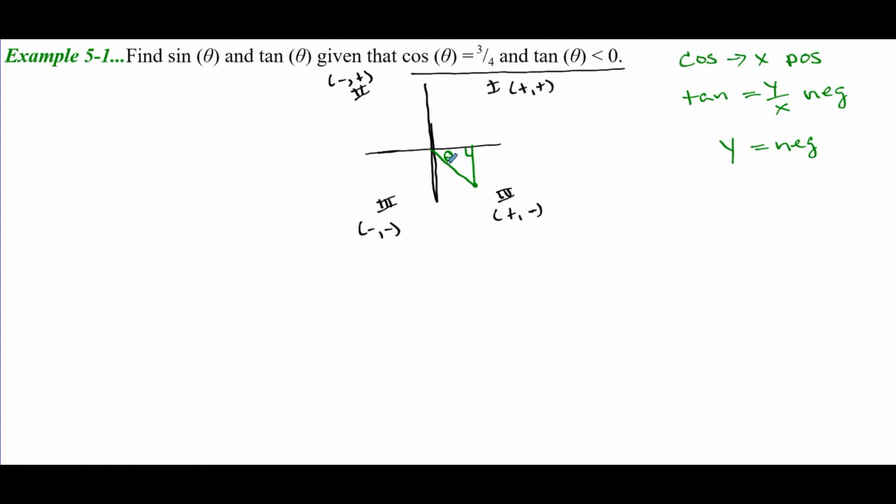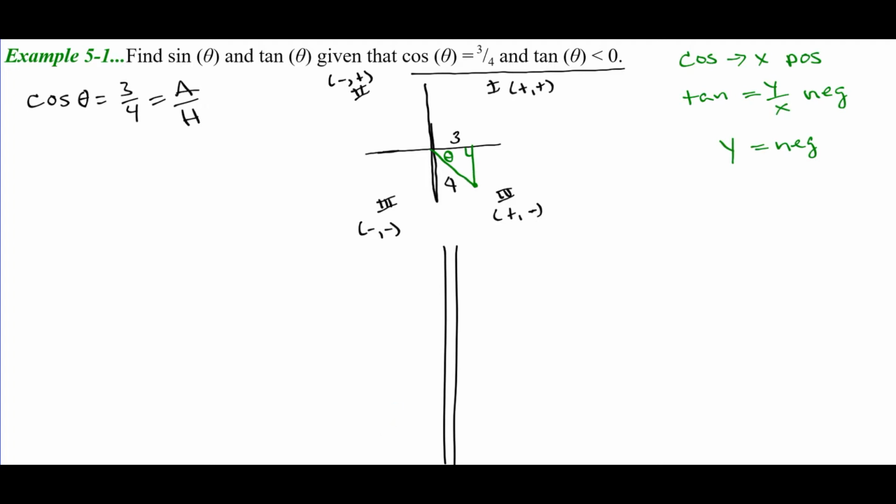Put my theta at the origin, and then we've got from here 2 different methods that we can use to solve this. So the first method is going to be similar to what we did in chapter 4. So I'm going to use the SOHCAHTOA stuff. So I know that my cosine value of theta is 3 over 4. And I know that cosine is adjacent over hypotenuse. So I'm going to fill that into my triangle. So my adjacent side is 3 and my hypotenuse is 4.